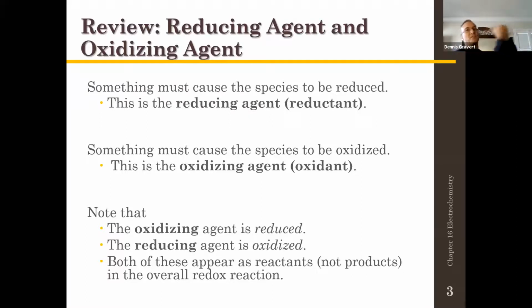If I'm being reduced, I'm receiving electrons, taking them from someone else and helping them be oxidized. I'm being reduced and I am an oxidizing agent. I'm helping someone else get oxidized. Everything's opposite. Whoever's being oxidized is the reducing agent. Whoever's being reduced is the oxidizing agent. Cool.